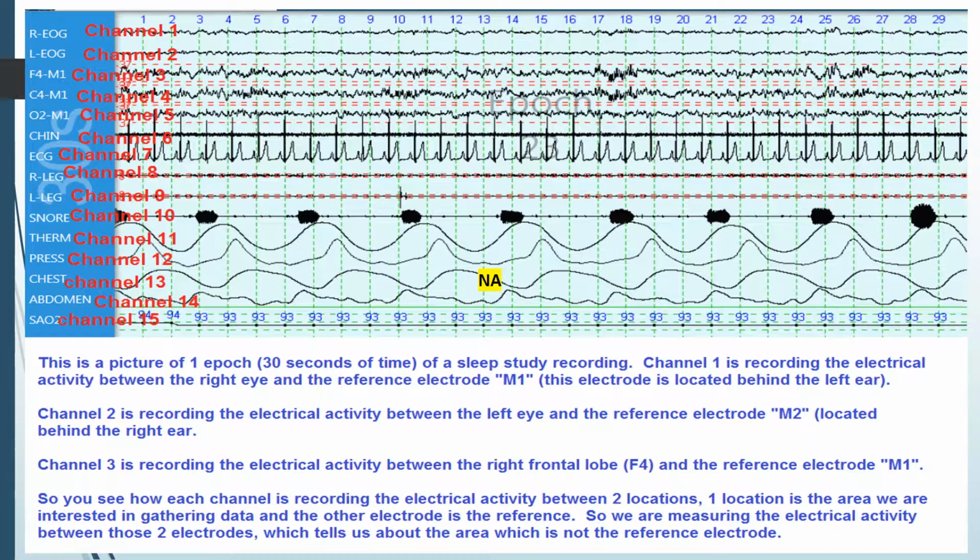Channel 15 is your SpO2 being monitored, and you see this patient's SpO2 starts at 94 and then drops down to 93%. And we want to keep our patient above 90% most of the time, although in sleep we don't have a lot of control over that. Let's go on to our next slide.